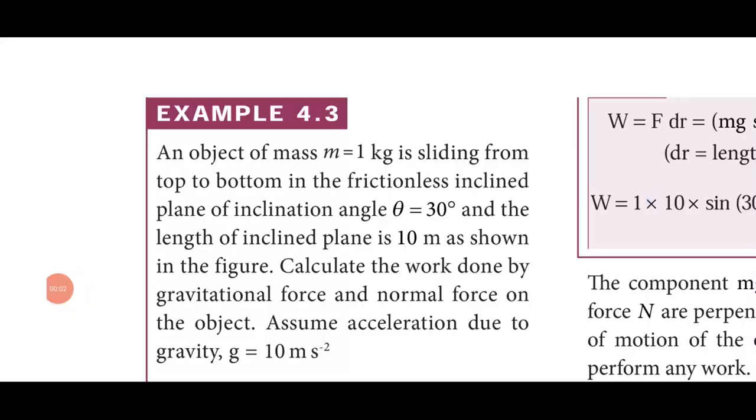Next we are going to see example problem number 4.3. An object of mass m equal to 1 kg slides from the top to the bottom of a frictionless inclined plane with an inclination angle of 30 degree, and the length of the inclined plane is 10 meter, as shown in the figure. We have to calculate the work done by the gravitational force and the normal force on the object. Assume that the acceleration due to gravity is 10 meter per second square.